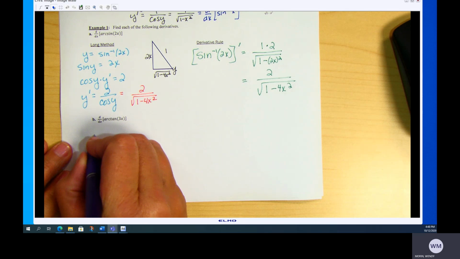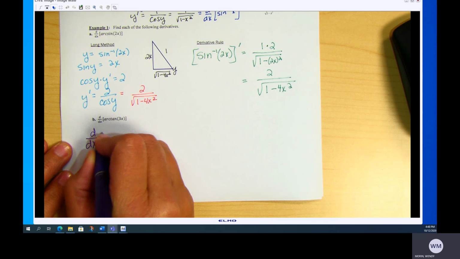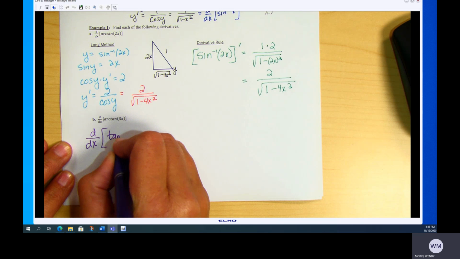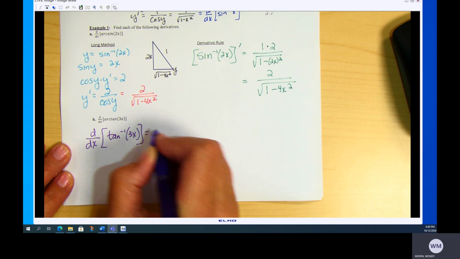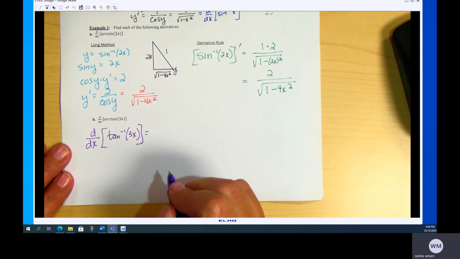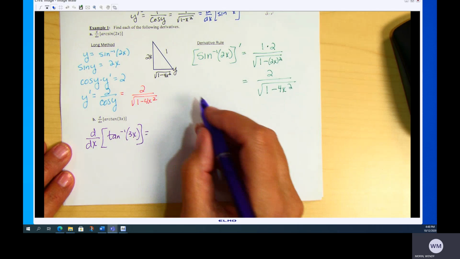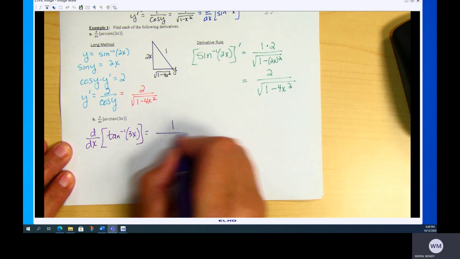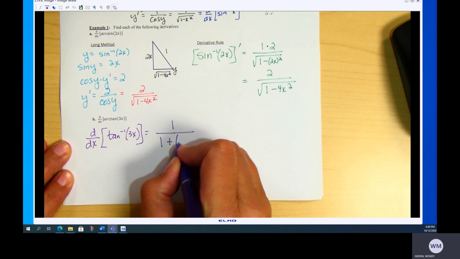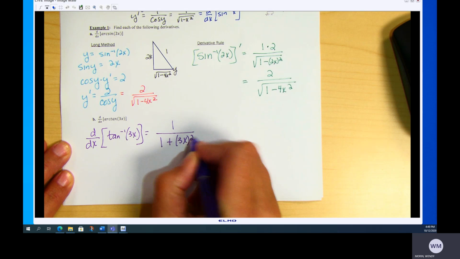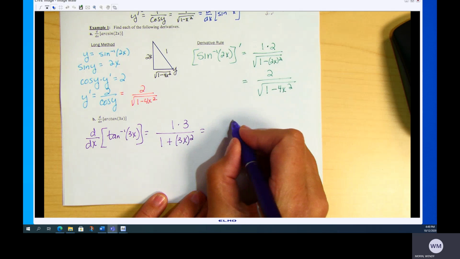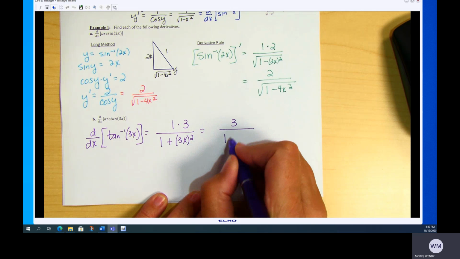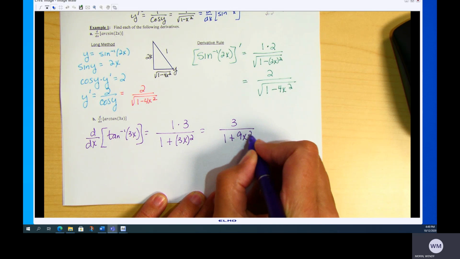Okay, the derivative of inverse tan of u. When you have it memorized, inverse tan is 1 over 1 plus u squared times the derivative of u. So your answer is 3 over 1 plus 9x squared.